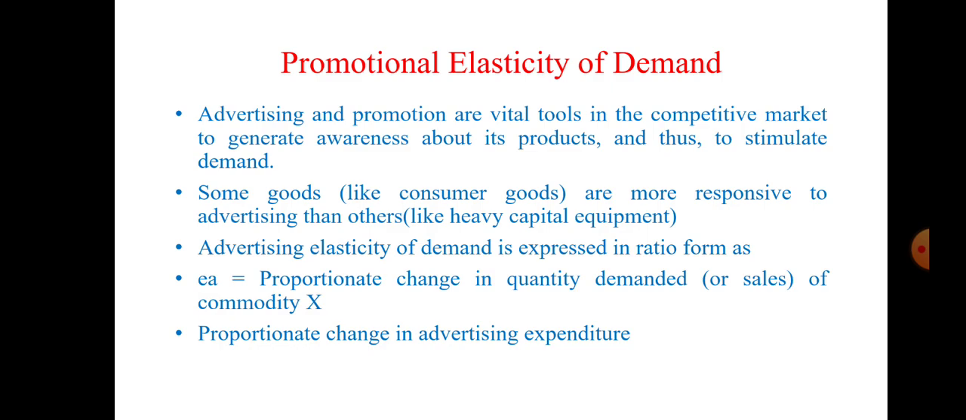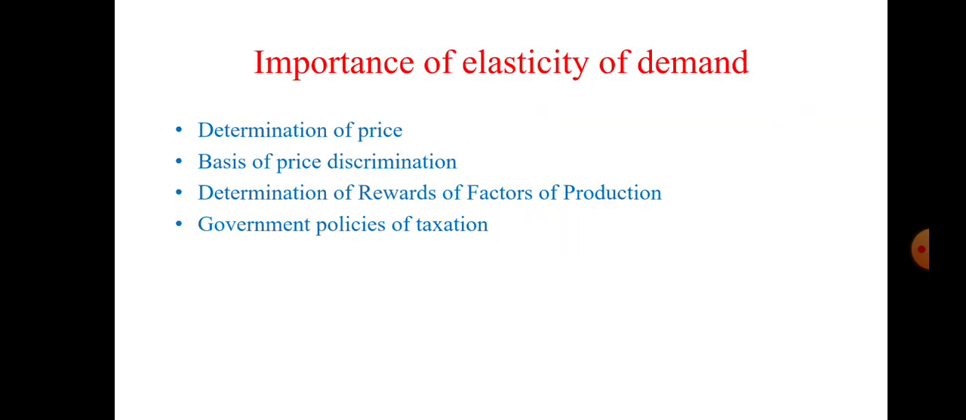Advertising elasticity of demand is expressed in ratio form as EA is equal to proportionate change in quantity demanded, or sales, of commodity X, divided by proportionate change in advertising expenditure.